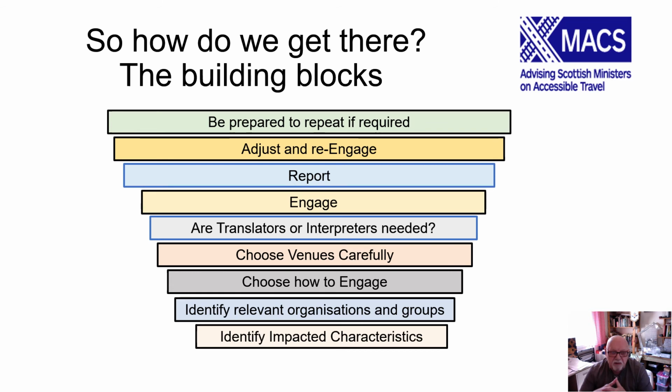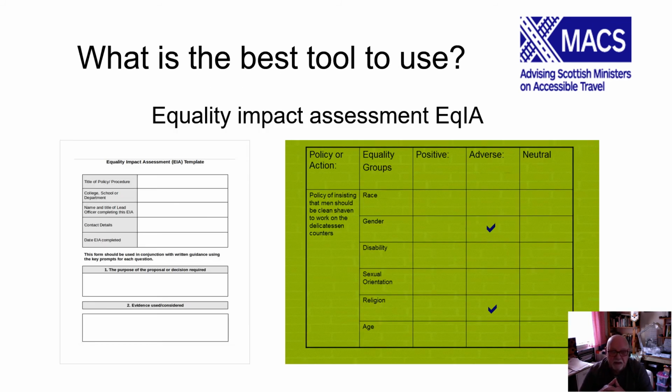And be prepared to repeat the process if required, because it may be that you have to get to the first level, if you want, on the previous slide of setting up that service or that policy or getting to the first stage of that design. But then it has to be monitored after, and that is when some of that repeat will come into being. So what's the best tool to use? Well, for me, the best tool that you can possibly use is an equality impact assessment.